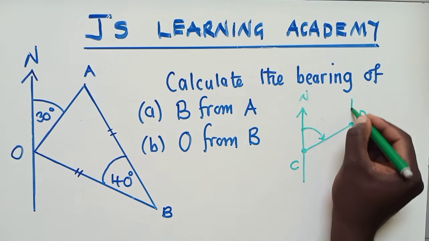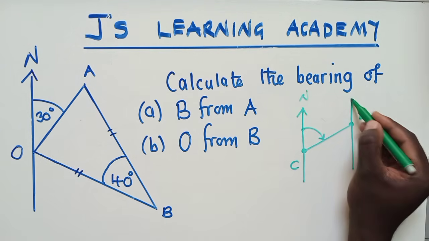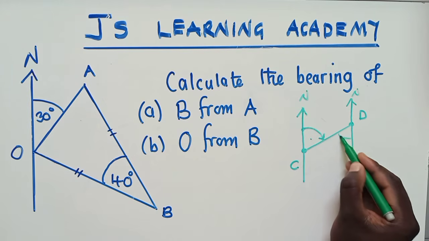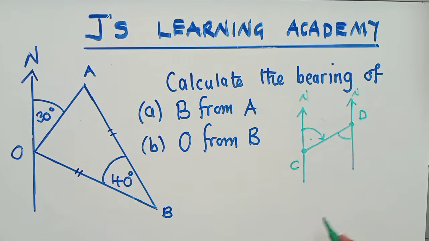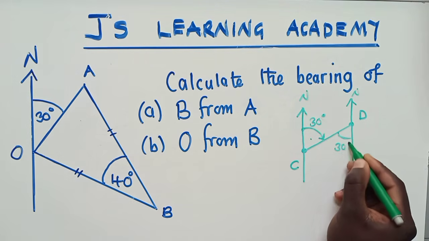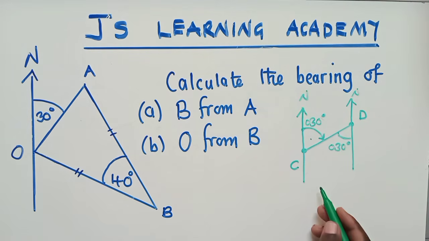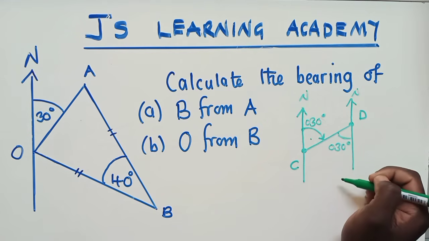And let's say here you've got something like this. The angle that is here, if this is north, the angle that is here will be equal to the angle that will be right here. And the angle here will be equal to the angle here, okay? If this is 30 degrees, this also will be 30 degrees, okay? So that's it about this.